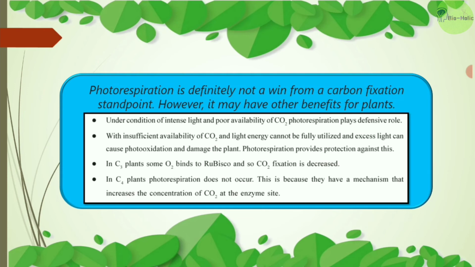But in C4 plants, photorespiration does not occur. This is because they have a mechanism that increases the concentration of carbon dioxide at the enzyme site. So to avoid this problem, C4 plants evolved and they show a significant mechanism by which oxygen cannot bind to the RuBP. That's why there is no photorespiration and thus no hampered photosynthesis. What are those mechanisms? Next Friday we will learn about the C4 plants and C4 pathways.